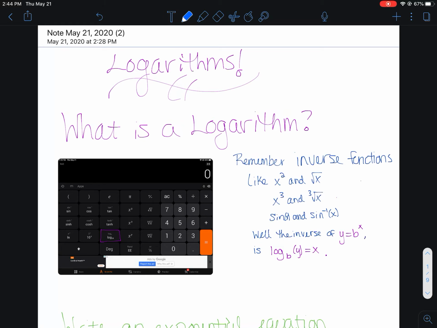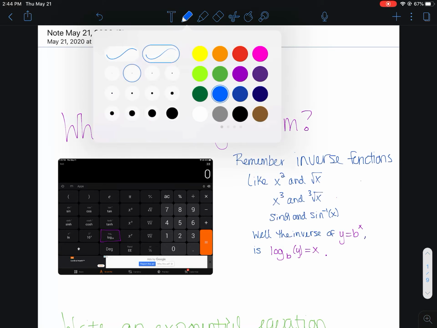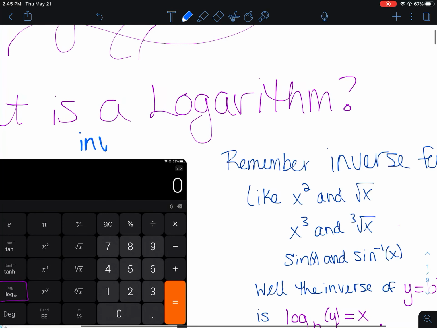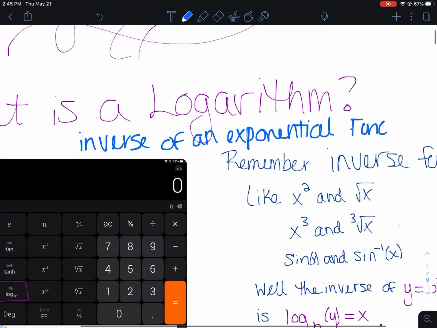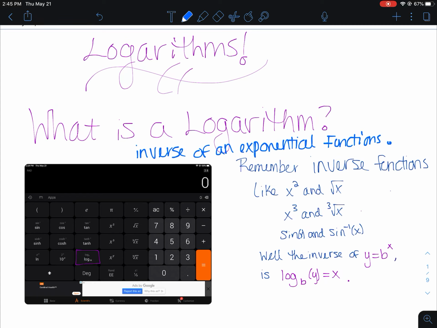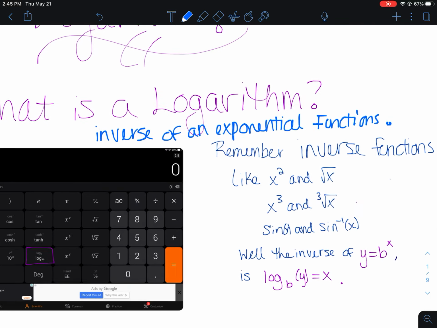A logarithm is the inverse of an exponential function, okay? Which means that a logarithm helps us solve for an unknown exponent. So that's really what we're going to look at here with a logarithm, okay?